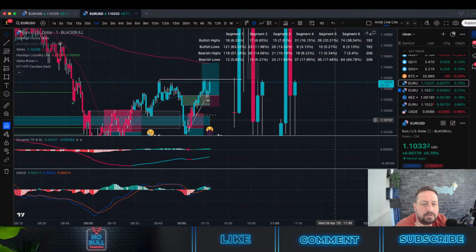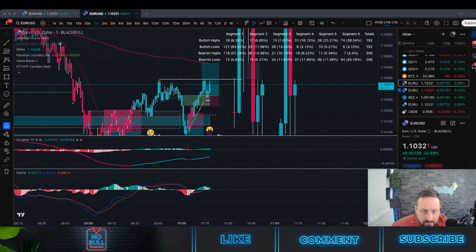Come on. Right, stop to break even for me at this point. I don't want to see it come back on us now. This has been the retest. I want to see this high go.